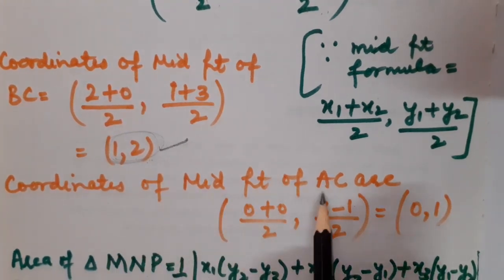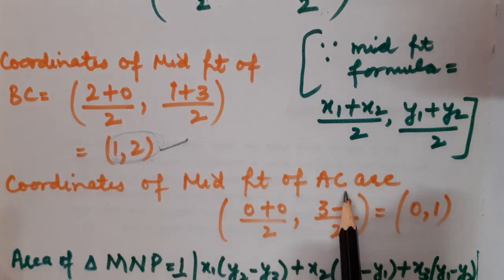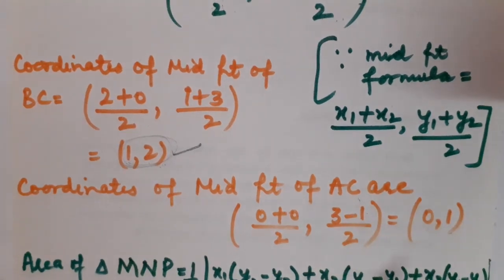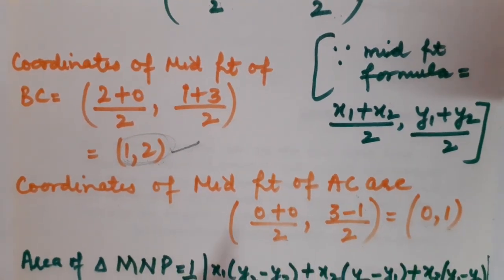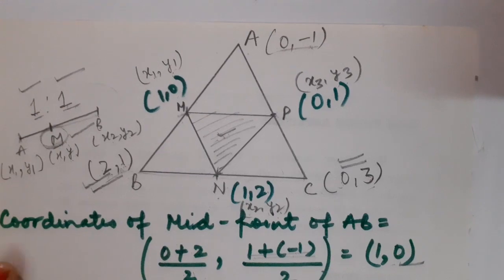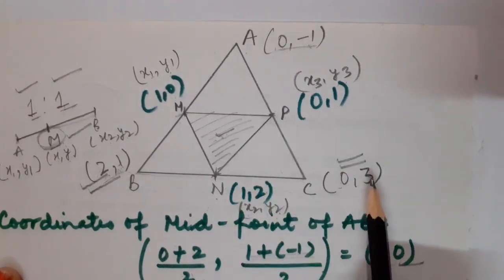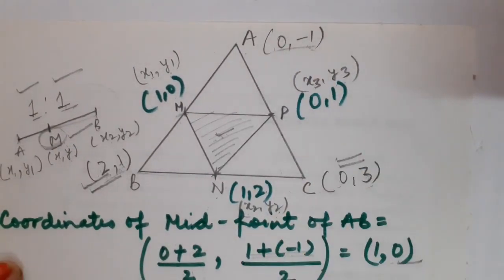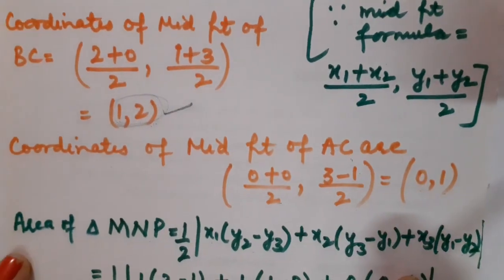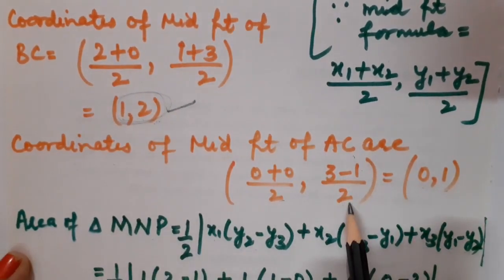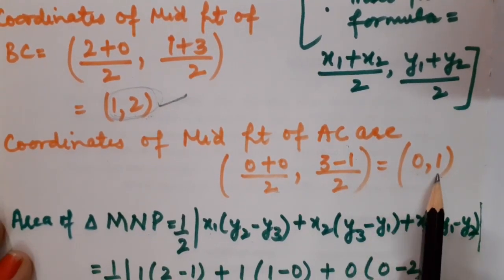Now the coordinates of the midpoint of AC. What was assumed as the midpoint of AC? That was P. So let us do this. This is (0 + 0)/2. Here you can see in the diagram. This is (0 + 0)/2, (3 + (-1))/2. So 3 plus minus 1 will give you (3 - 1)/2. So I have got (0, 1).